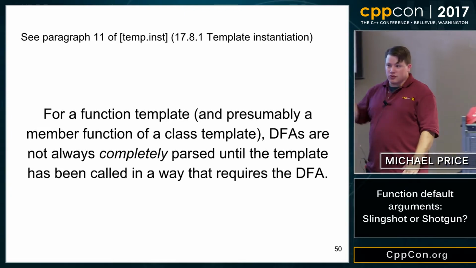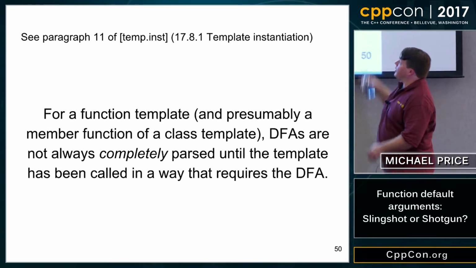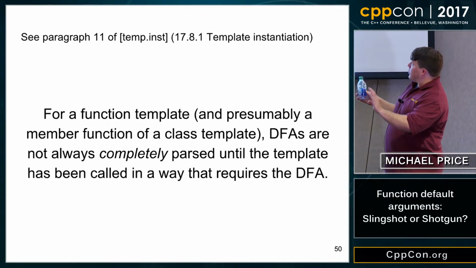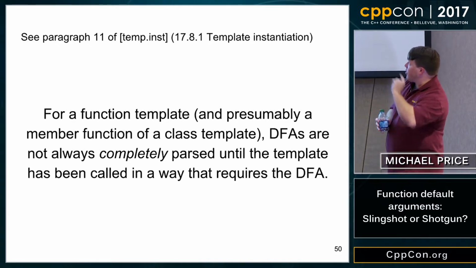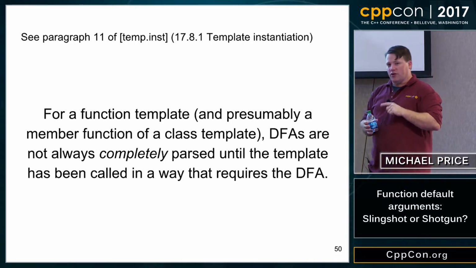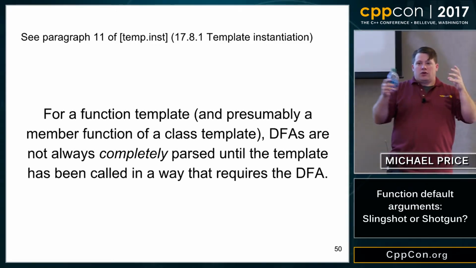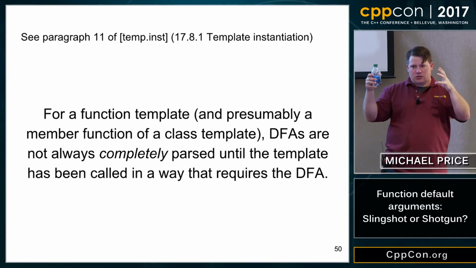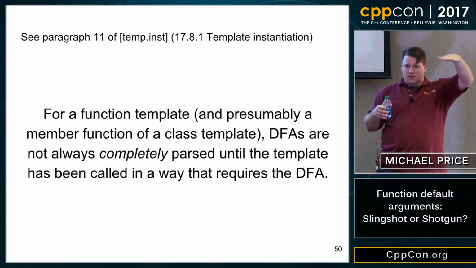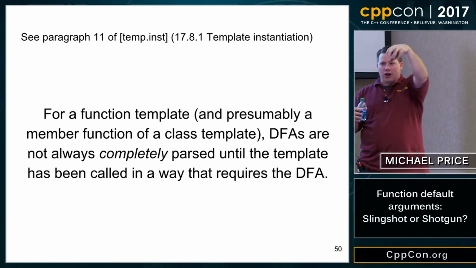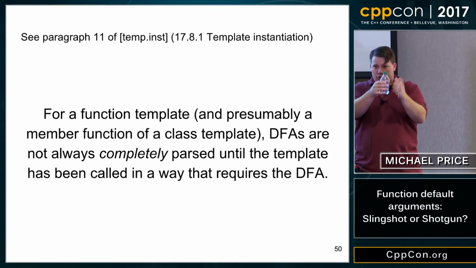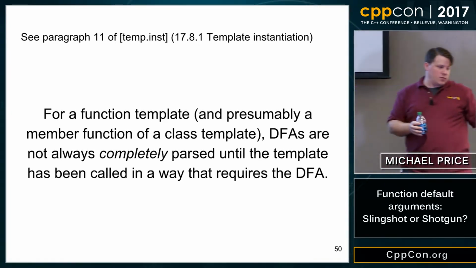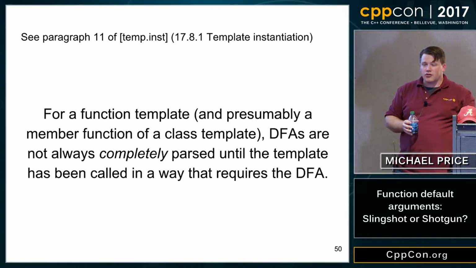So this is a summary. You can find the actual paragraph in the standard up there. For a function template, and presumably a member function of any class templates, default arguments are not always completely parsed until the template has been called in a way that requires the default argument. So it may not parse the full expression completely until you've instantiated the template and have required the default argument. I mean, you've called that function template with no arguments, or you have to substitute them in, right? So this sounds an awful lot like two-phase lookup problems, right?